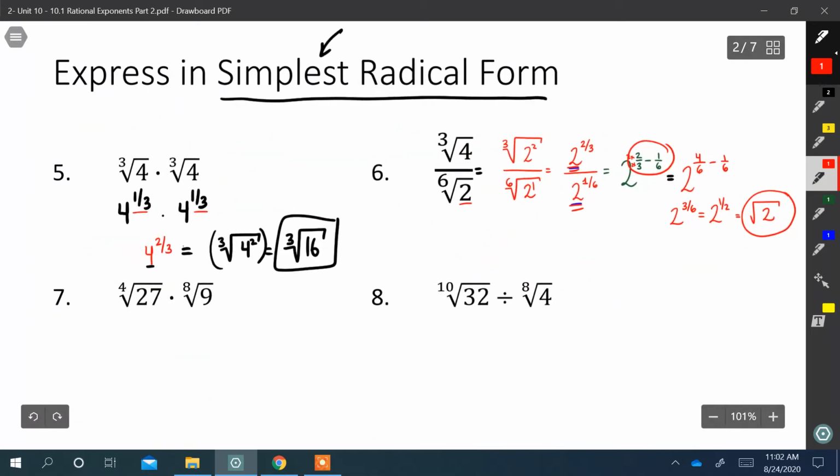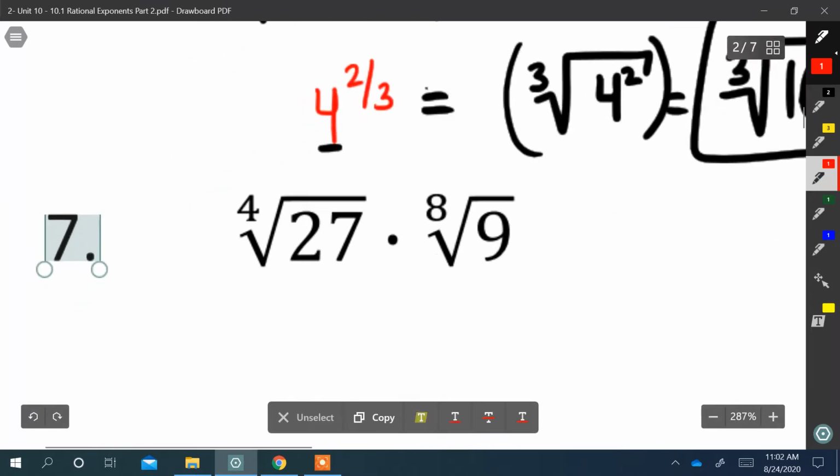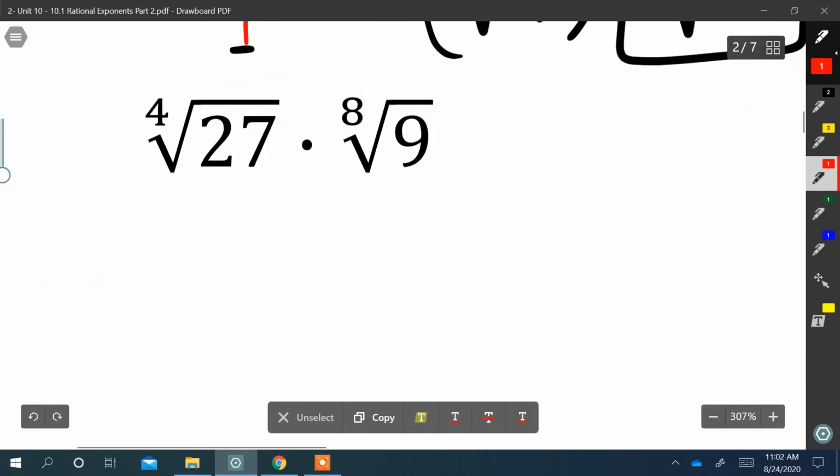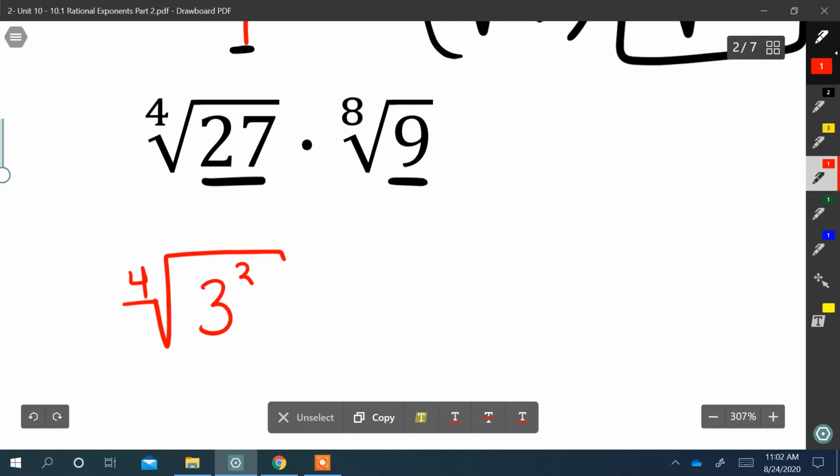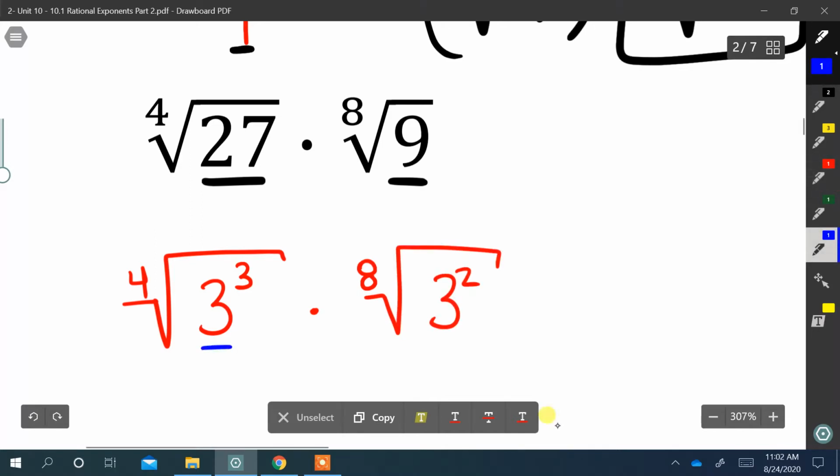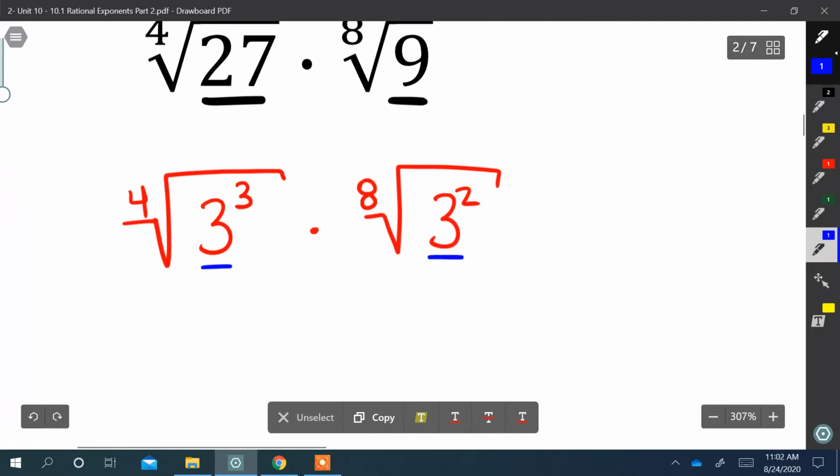All right, so now let's do number 7 here. Of course, these ones are a little bit more challenging. So notice you have a 27 and a 9. The base for this one will be 3. Why? Because we can write 27 as 3 to the third, and I can write 9 as 3 to the second. So now, as you can see, we have the same base.